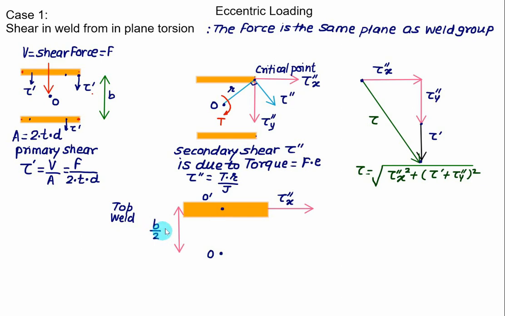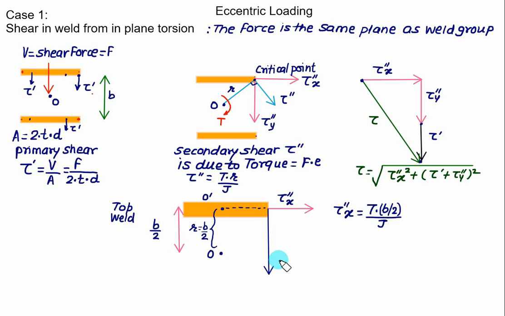As per the definition, we have to take the perpendicular on the line of action of tau double prime. So we'll extend this line. This line will pass through the CG of the top weld, and we take this perpendicular distance. So the value of R will be equal to b by 2. In that case we can calculate tau double prime x using the same torsion formula: T multiplied by b by 2, where b by 2 is our R, divided by J, where J is the polar moment of inertia of the weld group.